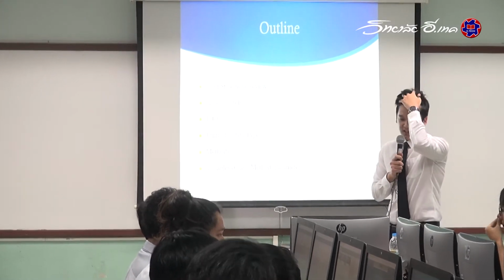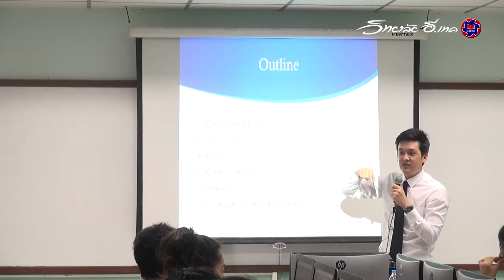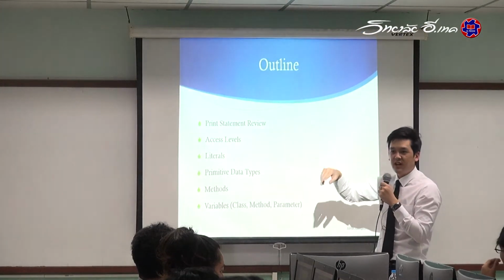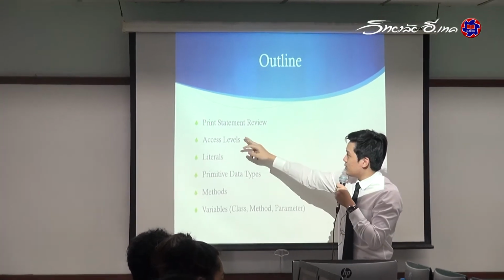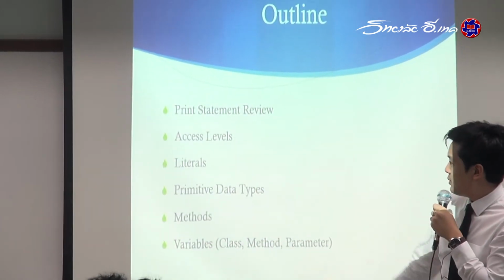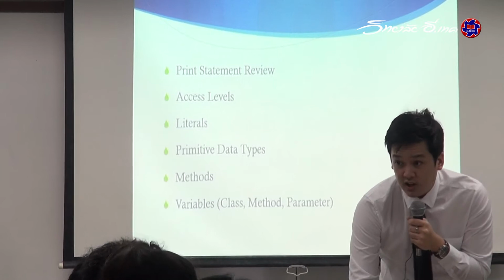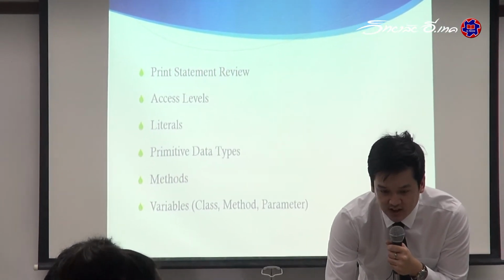So today, we're gonna have a review of the print statements we saw last week, system.out.println, etc. We're gonna relook at access levels, literals, primitive data types, methods, and variables. And I have a lot of examples we'll work on today, okay?